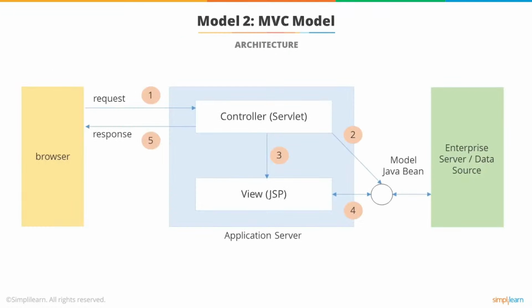So now here you can see that the request comes to the servlet, which acts as the controller. The servlet can connect to the model Java bean, which maps to the data source using some ORM like Hibernate. Content can directly be pushed into the JSP as well, and in case there is no data, it can go to the model bean and retrieve data from the database via the JSP as well. And finally, the response is sent to the browser.